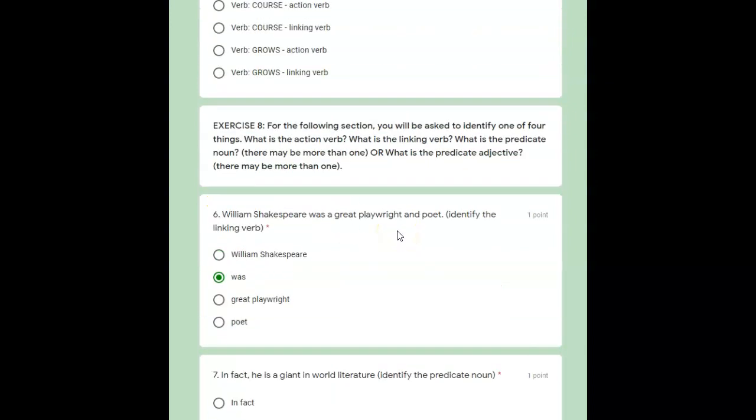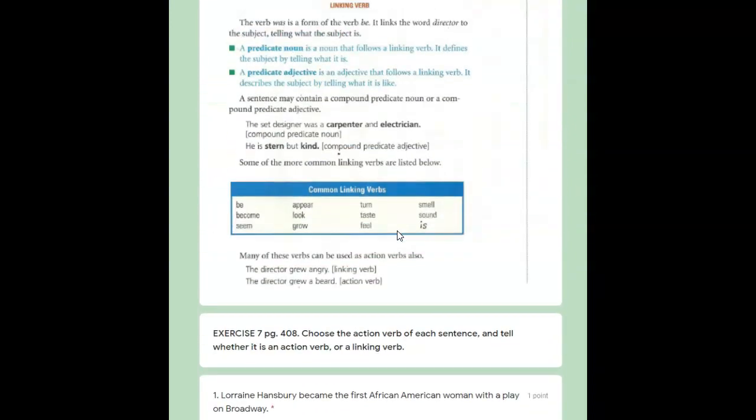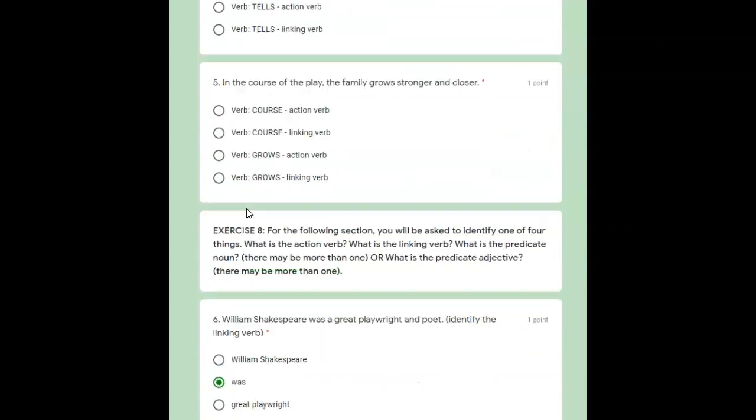And let's double check. Is was on our blue list? Was is not there, but was is a form of be. Be, am, is, was, are. So that would count for a linking form of be.